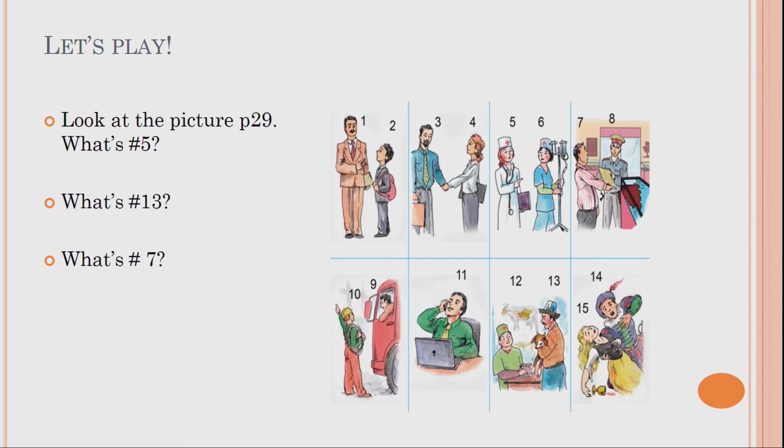What's number 13? It's a vet. Good. Find picture number 3. What's his job? He's a businessman, right? What's number 10? He's a builder. Right. What's number 6? She's a nurse. A nurse. Right. Good job.